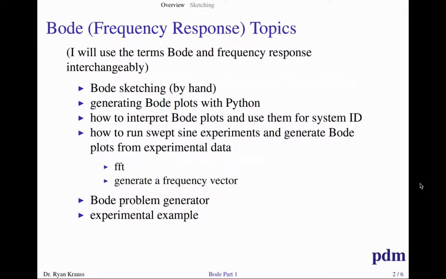And then there's already a YouTube video from last year's course on a random Bode problem generator, but I want to revisit that and see if I want to make any updates to that and just show students how to use it. And then we'll conclude with some kind of experimental example.